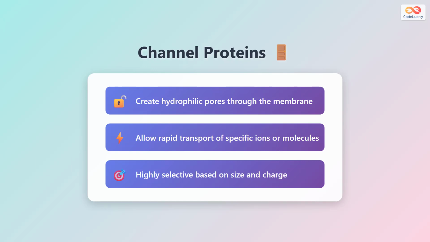Let's dive deeper into channel proteins. These proteins create hydrophilic pores or water-loving tunnels through the membrane. They allow rapid transport of specific ions or small molecules across the membrane. Channel proteins are highly selective based on both size and charge. For example, a sodium channel will only allow sodium ions to pass through, blocking other ions. This selectivity is crucial for maintaining the proper balance of ions inside and outside the cell, which is essential for many cellular processes.